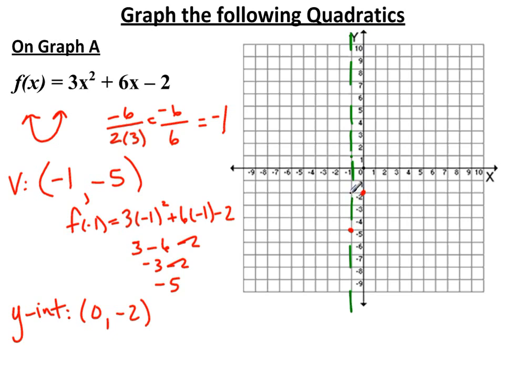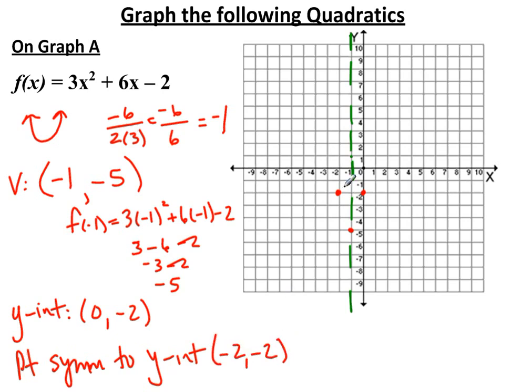So if I look here, this is where my y-intercept is. It's 1 away from my axis of symmetry. So if I go 1 away in the opposite direction, I can get a point that's symmetric to the y-intercept. And a lot of times we'll ask you this. So if I look, it's negative 2, comma, negative 2. So now that I have that, I can do a light sketch of my parabola.